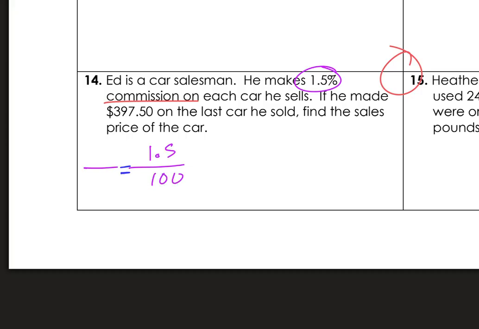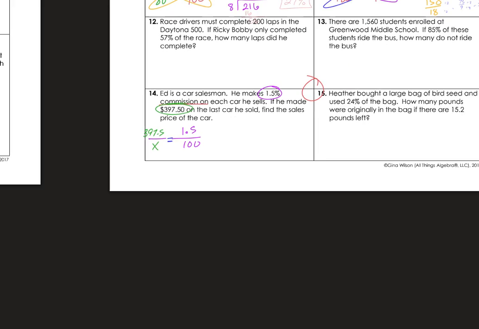1.5 over 100. And now we just got to go, okay, which one of these is the part, or is that the whole thing? So Ed is a car salesman. He makes 1.5% commission on each car he sells. If he made $397.50 on the last car he sold, find the sales price of the car. Here's the thing. This is only part of the price of the car. That's the whole price.